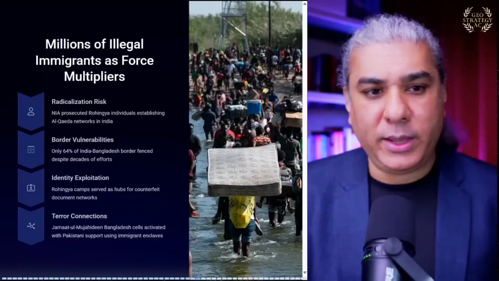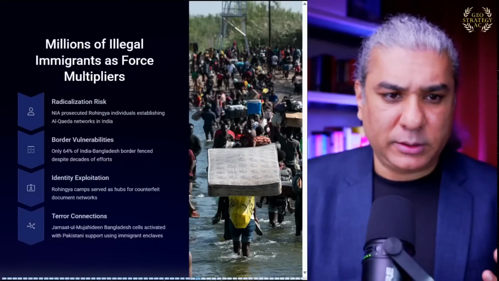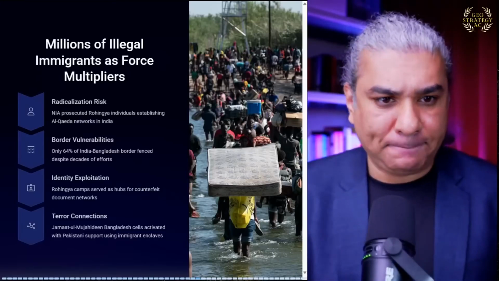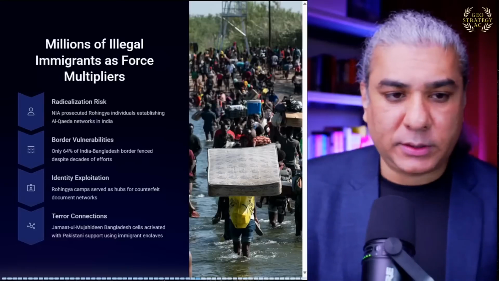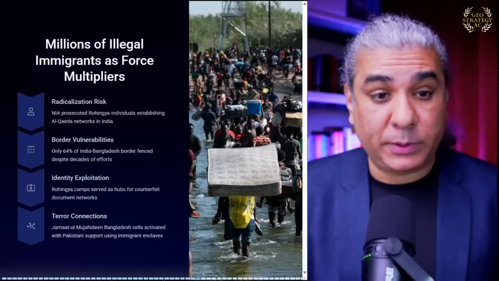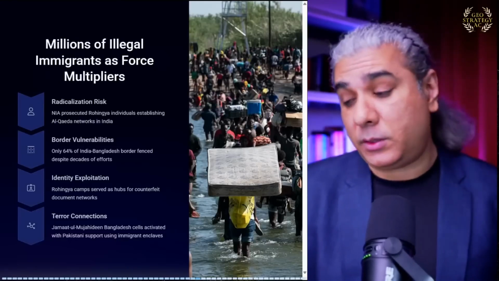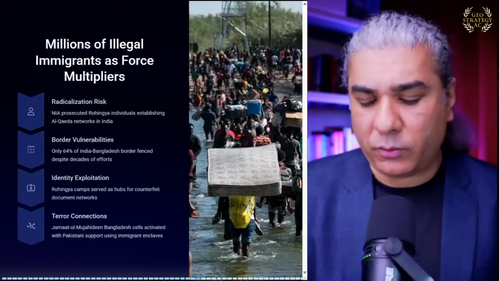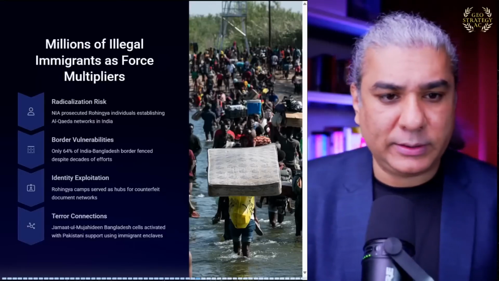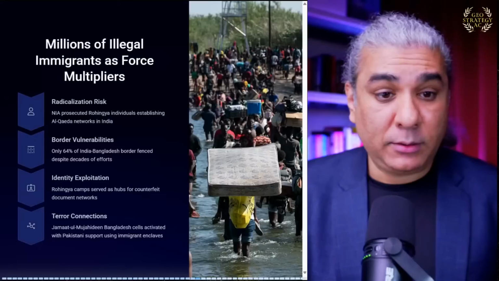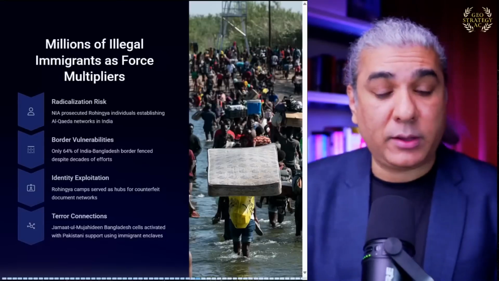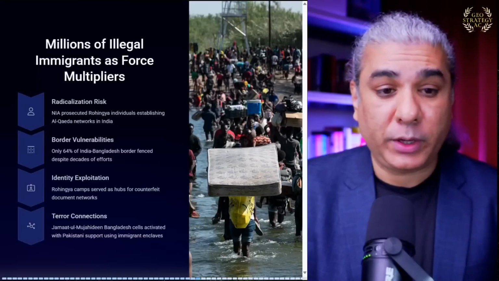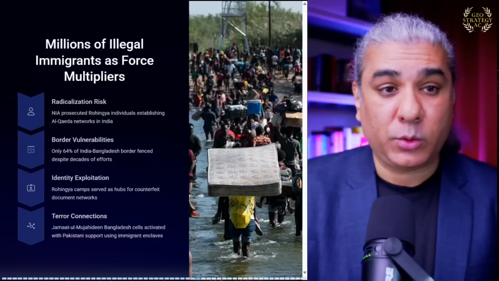And these folks, these Rohingyas and Bangladeshis, I mean, it is known that Rohingya individuals were in the process of establishing Al Qaeda networks in India. Thus far, 64% apparently of the India-Bangladesh border has been fenced, despite decades of efforts, because the border areas are very difficult to fence for geographical and topographical reasons. Then these folks have fake, counterfeit identity documents. Most of them have Aadhaar cards and whatnot, right? So Rohingya camps are notorious for this.